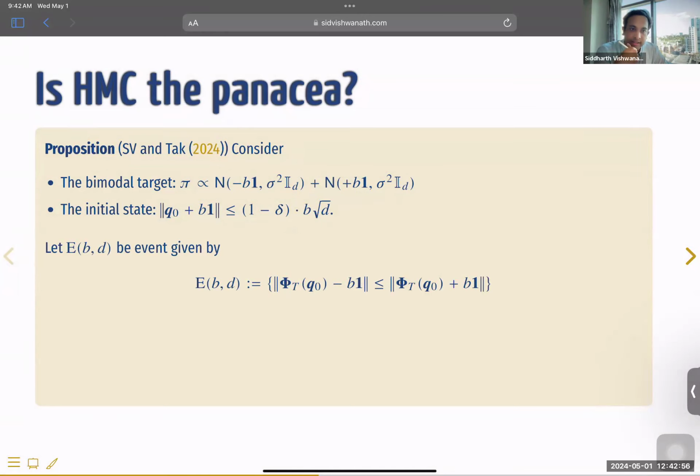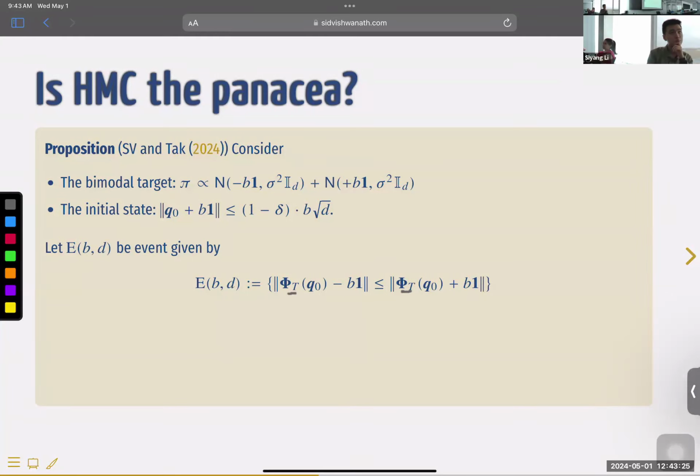And now we're going to define this event E. So E depends on your dimension and the location of the means of your two Gaussians. The event E is basically the event where, after running your Hamiltonian Monte Carlo for time t, so your Hamiltonian flow for time t starting from q naught, you're closer to your second mode as opposed to your first mode that you started off from. So you start off from a mode that's closer to negative b, and E is the event where you end up at time t at a mode that is closer to the second mode.